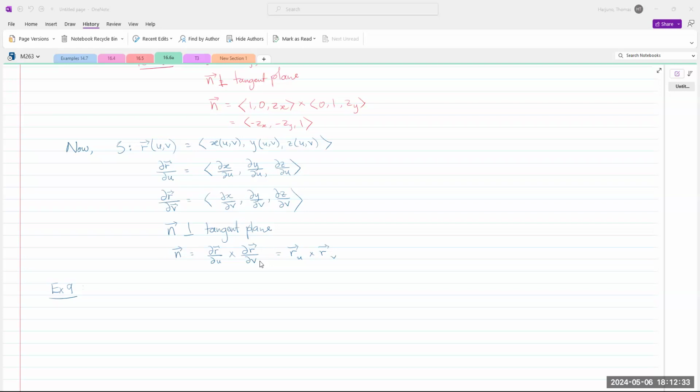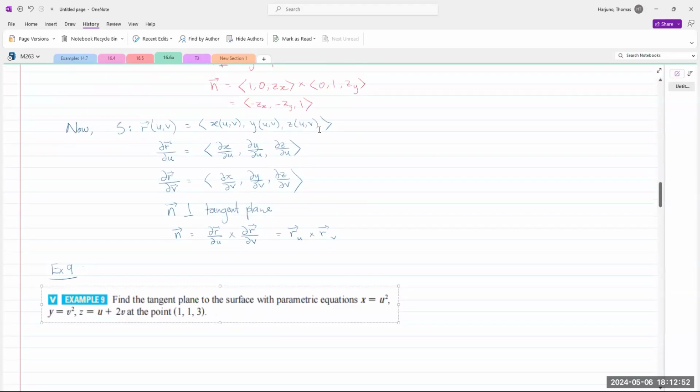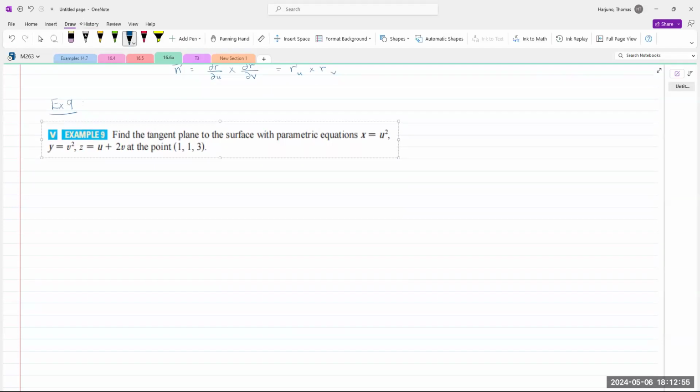Example 9. Find the tangent plane to the surface with this parameterization at the point (1, 1, 3). Okay, so our surface parameterization r(u, phi) is (u squared, phi squared, u plus 2 phi).